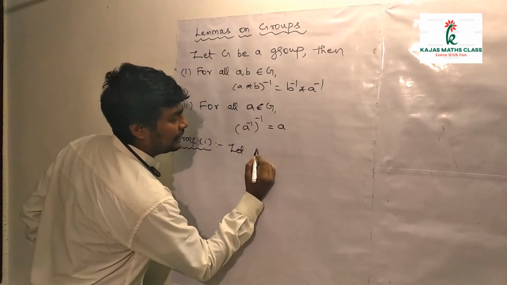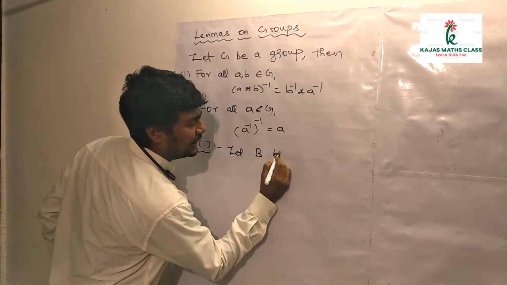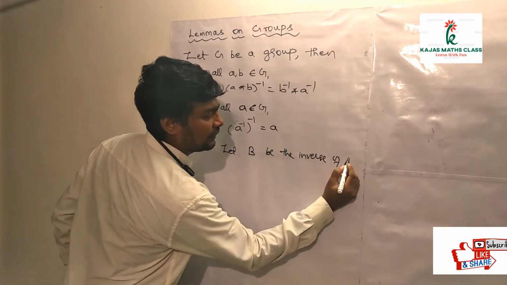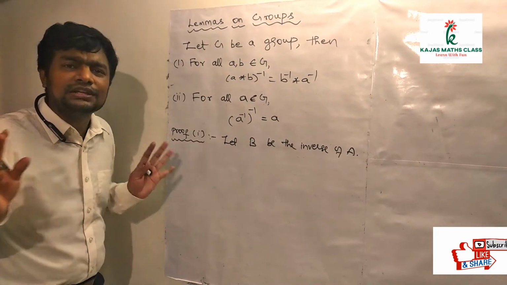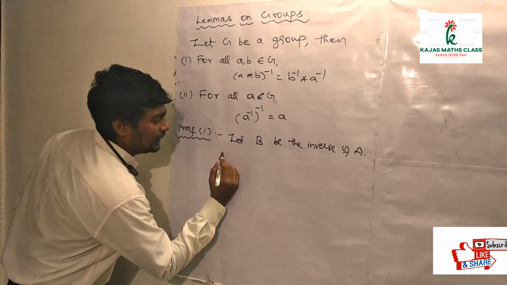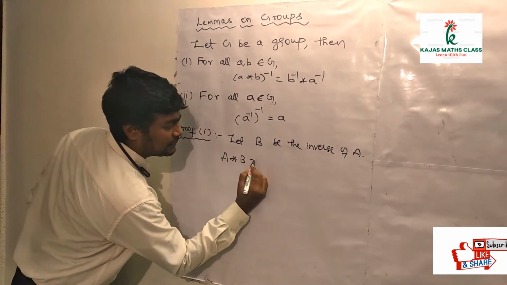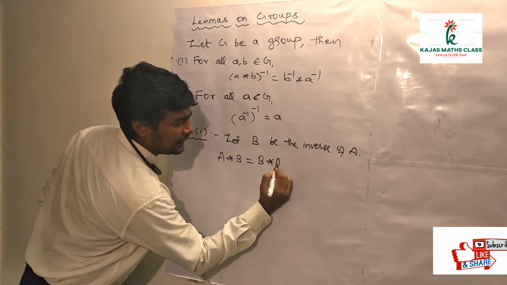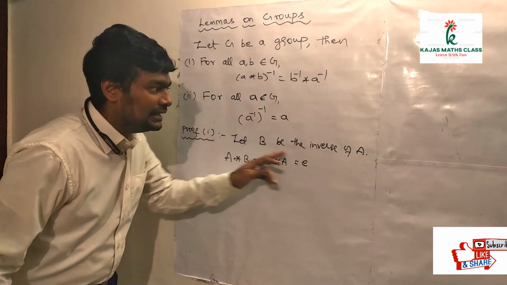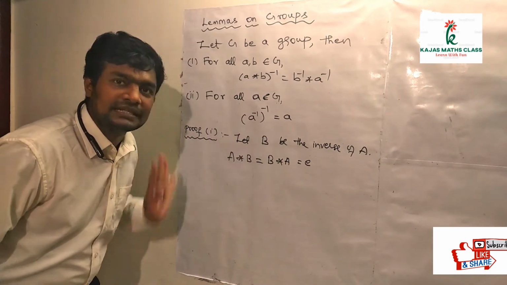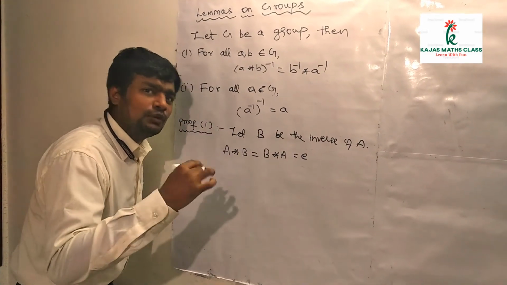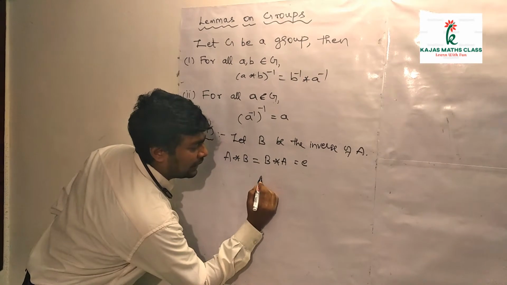Let b be the inverse of a. Then what is the condition? If b is the inverse of a, then what is the condition? We know that a * b must be equal to b * a, and this must be equal to e. Am I right? If this element is the inverse of that, this condition must be satisfied. Am I correct or not? Okay. How will you represent it? How will you write it?